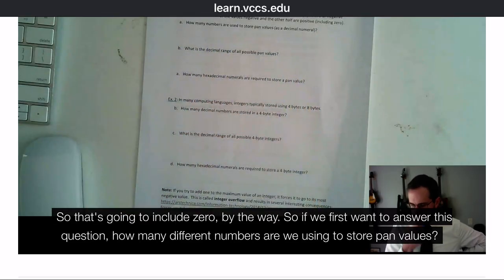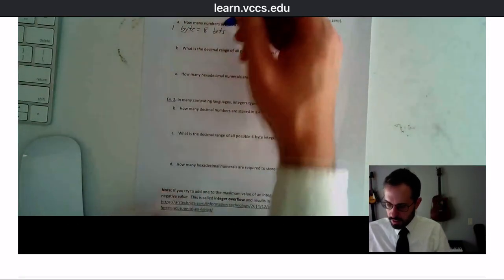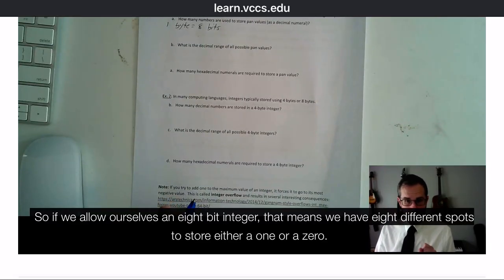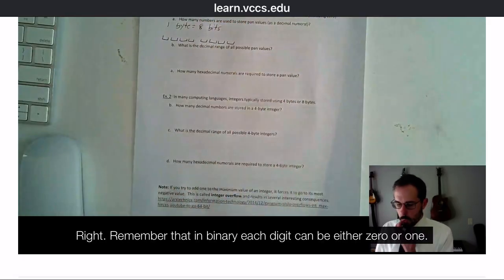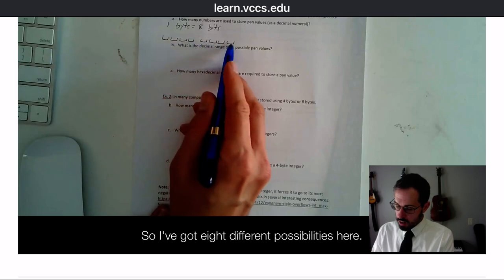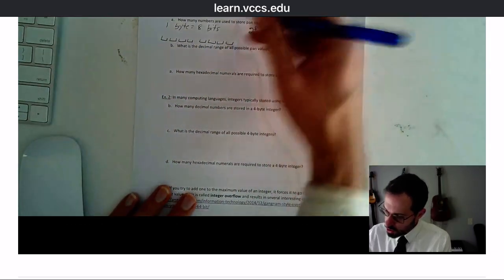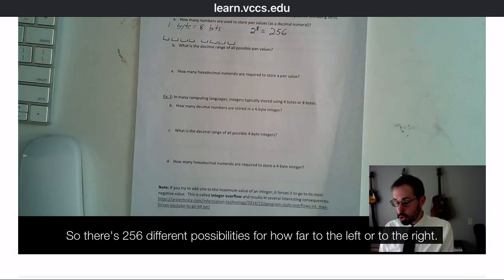So if we first want to answer this question, how many different numbers are we using to store pan values? Well, we have to remember what a byte is. Remember that 1 byte is 8 bits. So if we allow ourselves an 8-bit integer, that means we have 8 different spots to store either a 1 or a 0. So 1, 2, 3, 4, 5, 6, 7, 8. Remember that in binary, each digit can be either 0 or 1. So all in all, I'm going to have 2 to the 8 possible different values that can get stored here. If you'll recall from the previous section, we saw that 2 to the 8 equaled 256. So there's 256 different possibilities for how far to the left or to the right.